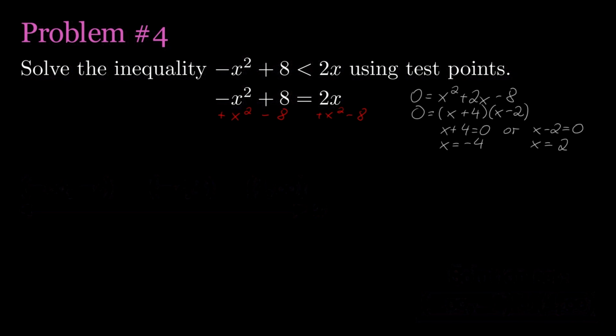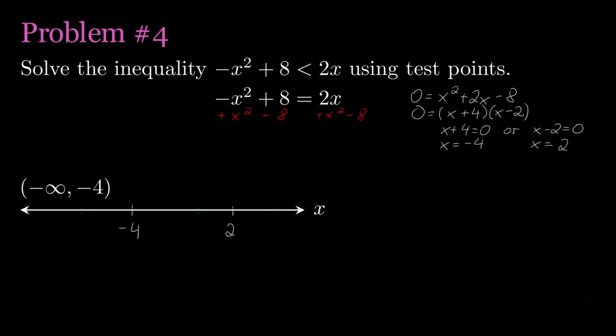Those are our two x-intercepts. What matters, of course, is their alignment with each other on the x-axis. Negative 4 is further to the left, 2 is further to the right. So let's say negative 4 is somewhere here. Let's say 2 is somewhere there. And that partitions our real number line into intervals from negative infinity to negative 4, from negative 4 to 2, and from 2 to infinity.